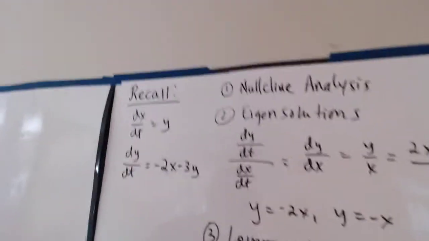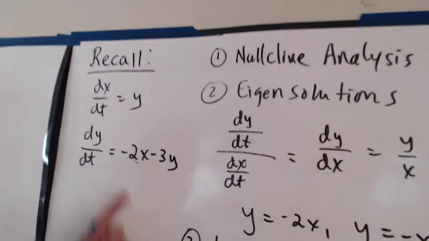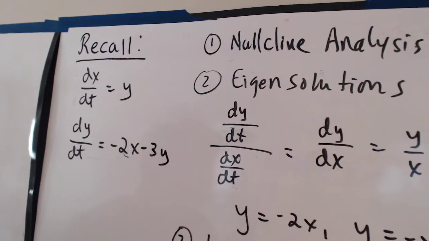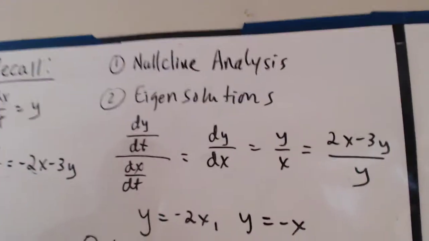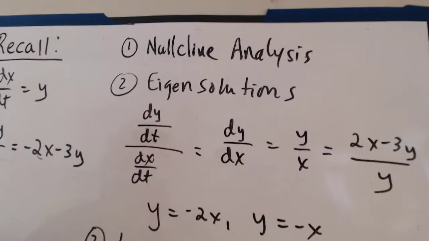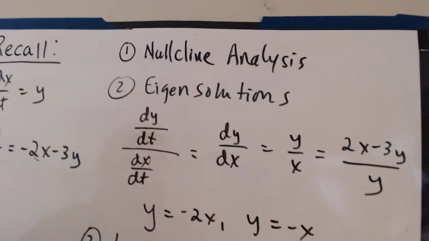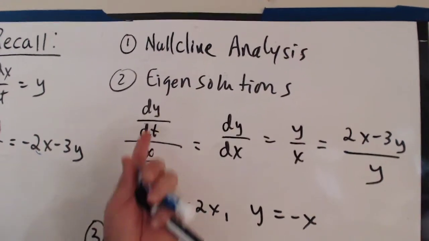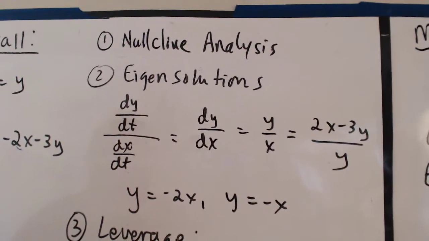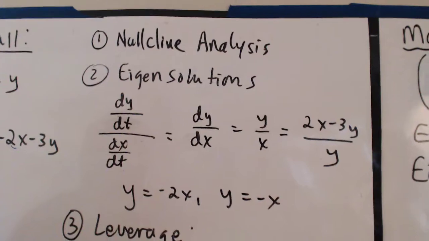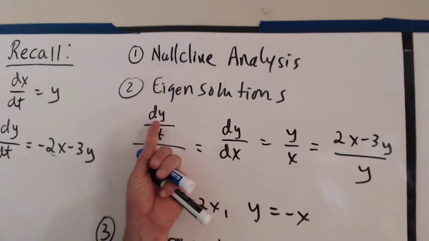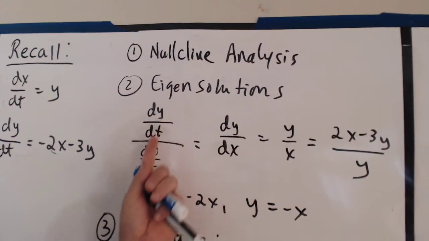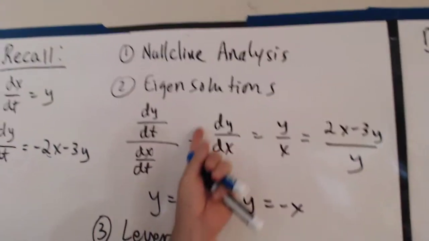First, let's do a little bit of a recap. Given that differential equation that you were working on before, what we did in previous videos is we first went through a nullcline analysis. I'm not going to repeat that whole thing, that's in a previous video. But then the next thing we did is we found straight line solutions, also known as eigen solutions. And the way we found them is if you algebraically manipulate dy/dt over dx/dt, you get dy/dx.